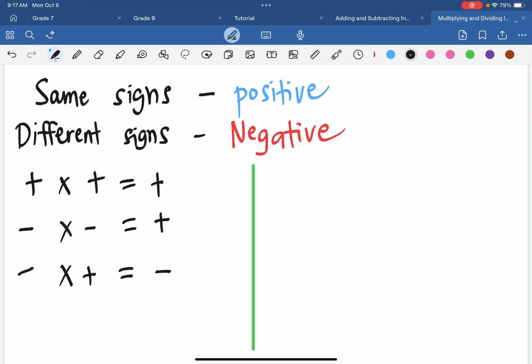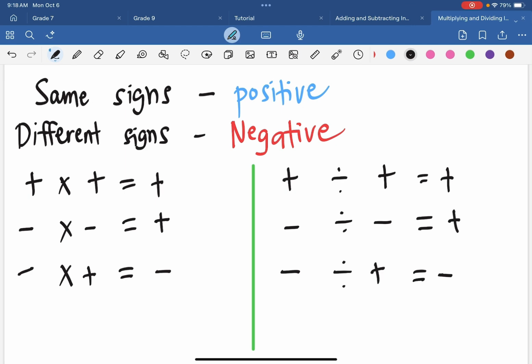It is also the same with dividing integers. So positive divided by positive, the result is positive. Negative divided by negative, the result is positive. And negative divided by positive or vice versa is negative. And I hope that's clear.